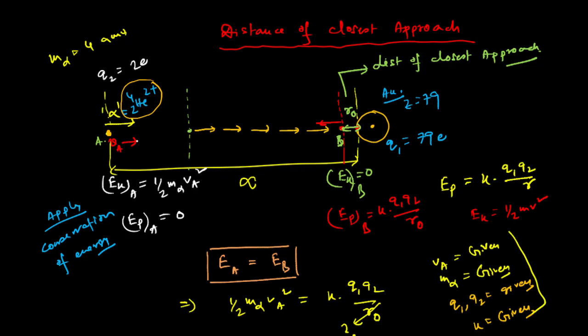So let's say the point A is at infinite distance from the nucleus initially. Why? Because at this distance the nucleus has no influence over the alpha particle. That means it is beyond the range of the electric field of the gold nucleus, right?